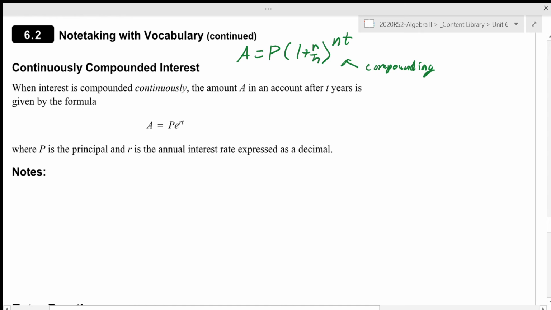Now let's do an example with it. Let's say you have $1,000.